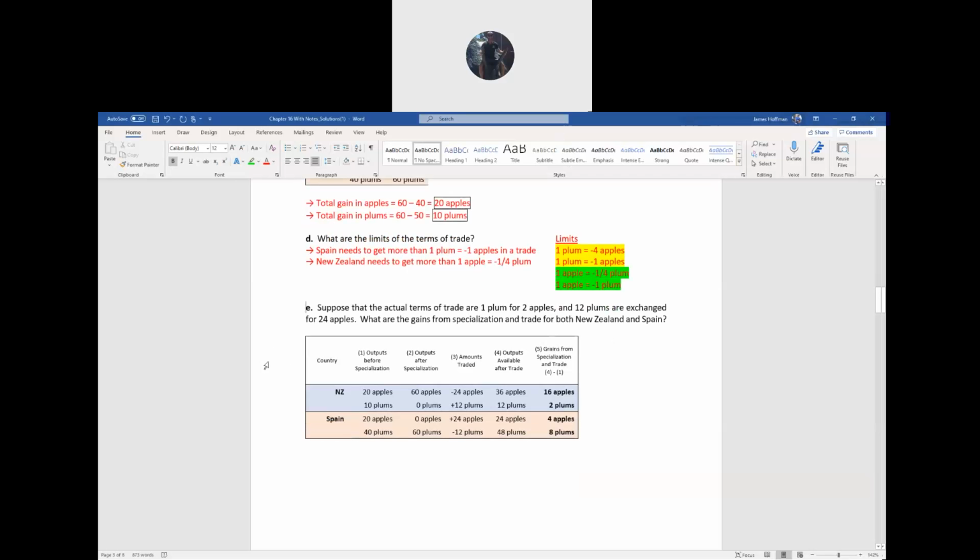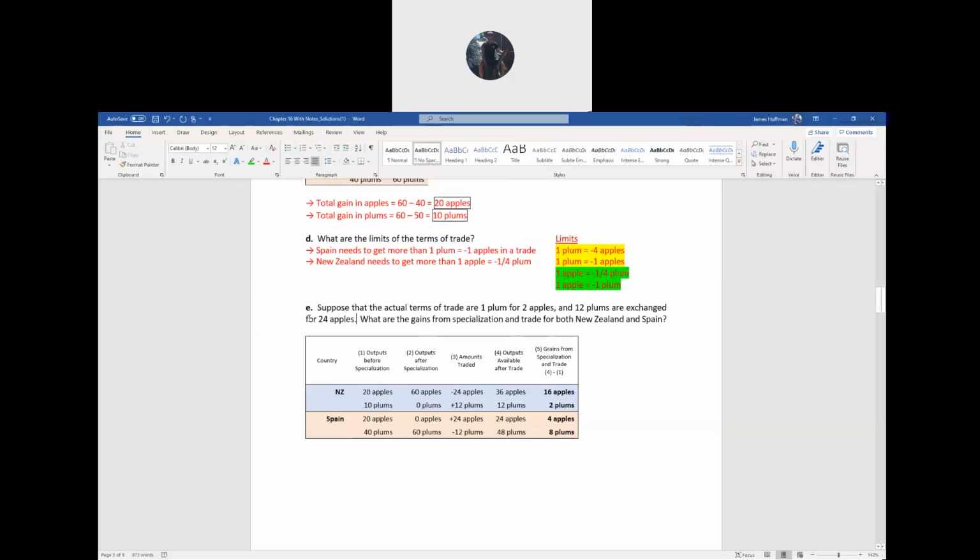Part E. So now, let's suppose that the actual terms of trade are one plum for two apples. See how that's in between the correct limits, and the actual trade is 12 plums are exchanged for 24 apples. So this is the rate. But if we're doing 1 to 2, that's the same as 12 to 24.